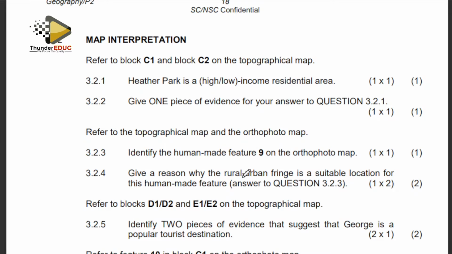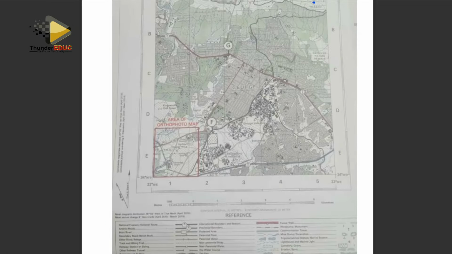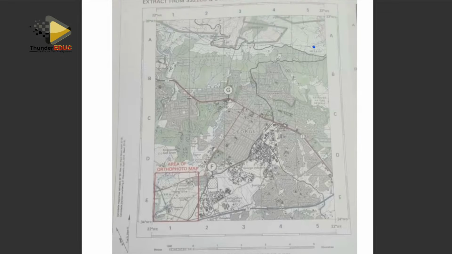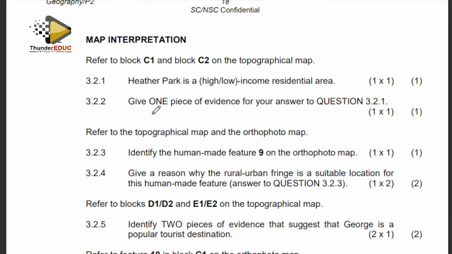We go to 3.2, which is now interpretation of the map. Refer to block C1 and C2 on the topographic map. I'll try to go there and see if it's visible. C1 and C2. I'll try to see if I can see. The first question says, Heather Park is a high or low income residential area.